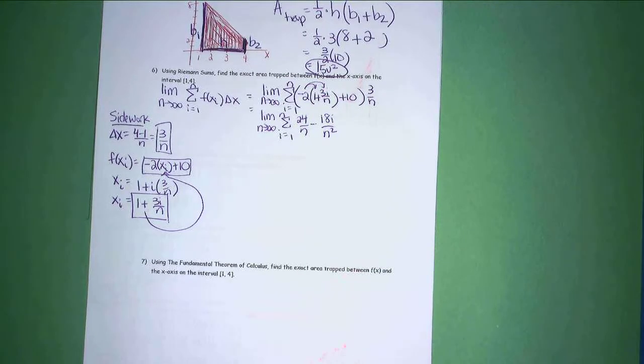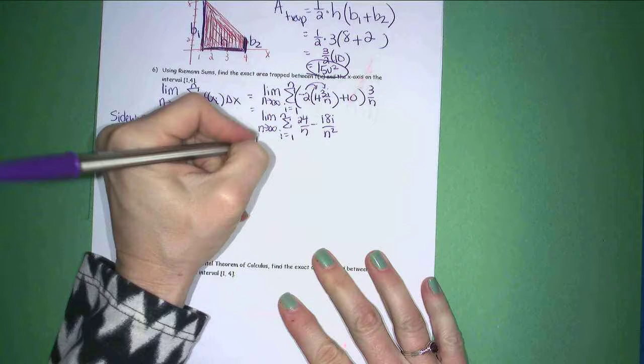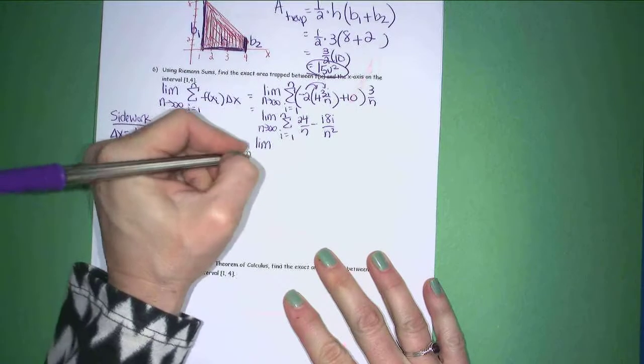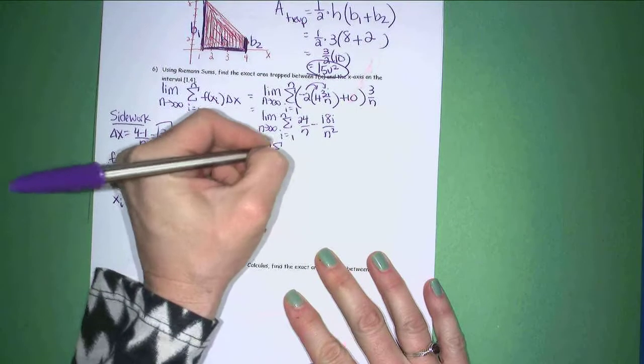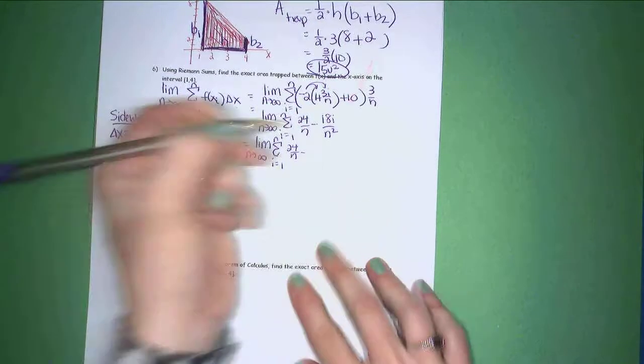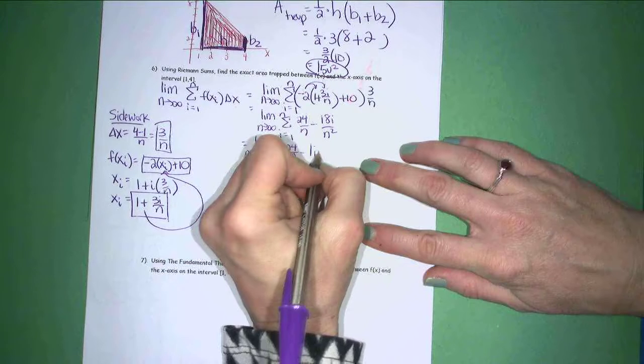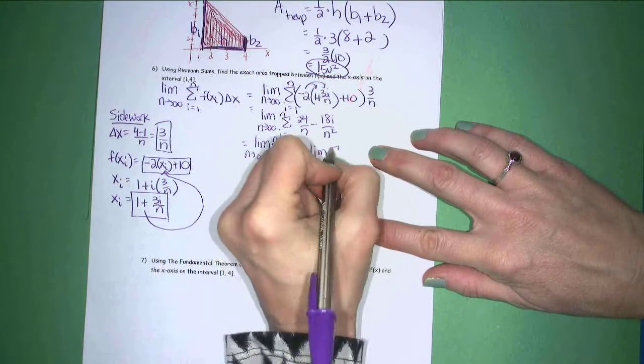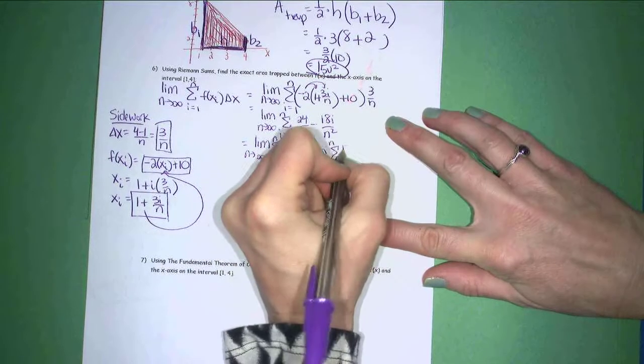My next step is to use one of my sigma rules to split up my problem into 2 sigmas. So I'm going to have my 24 over n here, and then I'm going to repeat it with my 18i over n squared.